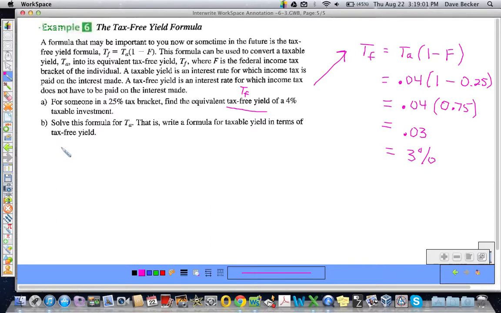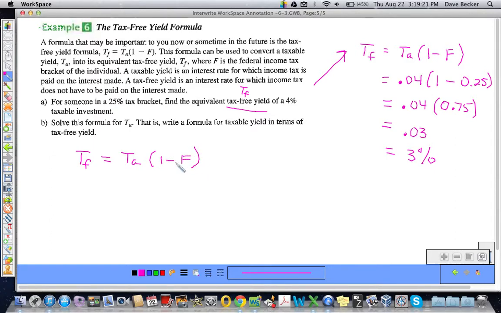And B, now they just want us to solve for T sub a. So I need to have T sub a equals, okay? Well, this is not that big of a deal. It will be very quick and easy, very painless. So T sub f equals T sub a times 1 minus f.